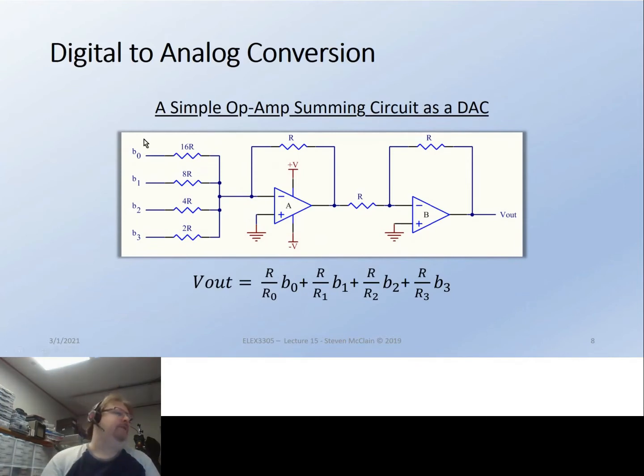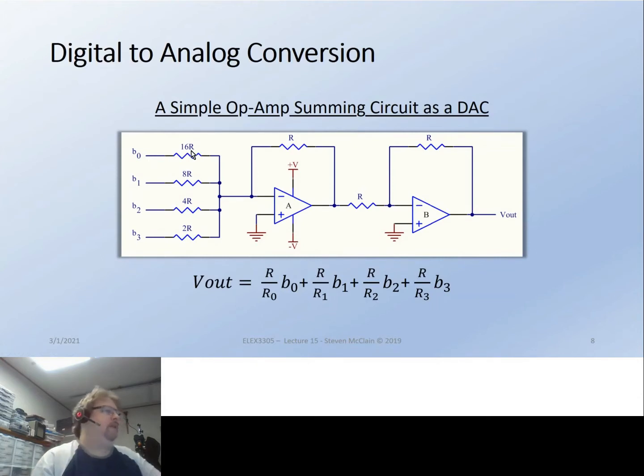Okay, so we're going to write this number on B0, B1, B2, B3. So if we write like a 16-bit number here, it's going to sum these voltages, right? So this one is going to give us the lowest bit, so 16 times R.